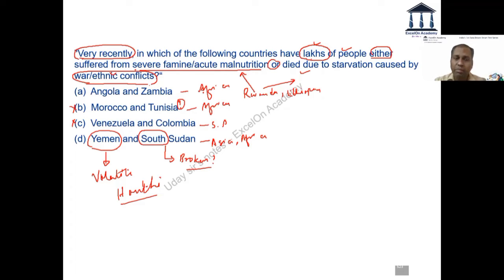So with all this, by striking off Morocco and Tunisia, striking off Venezuela and Colombia, you are left with a 50-50 option. Then you maybe take a leap of faith and choose Yemen and South Sudan. Otherwise, as Kalyan has rightly mentioned, they were anyway facing a food crisis and had a serious problem of ethnic conflict. There are 35 dominant tribes in South Sudan, out of which only 2 or 3 were very dominant. So that caused a conflict with a lot of the other tribes. Okay, so the answer is B, Yemen and South Sudan.